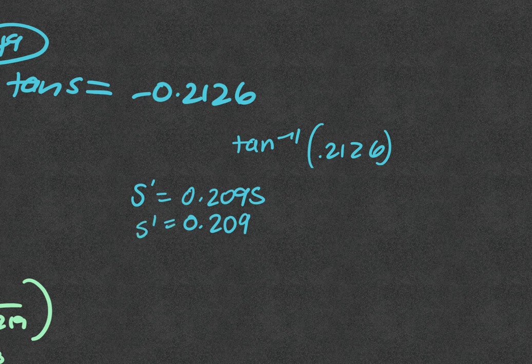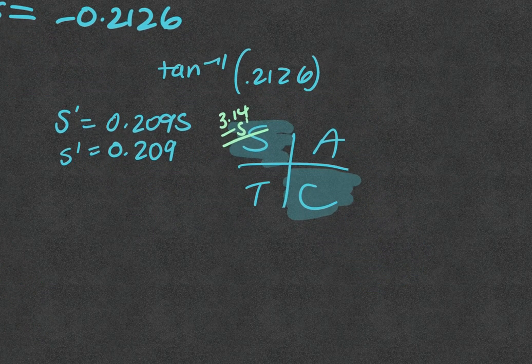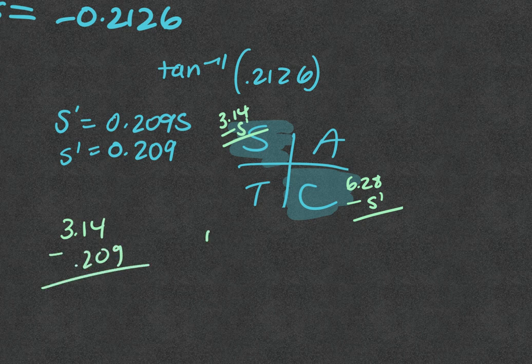And then from there, I want to figure out where tangent would be negative, and tangent is negative in the second quadrant and the fourth quadrant. In the second quadrant, we do 3.14 minus the reference angle. In the fourth quadrant, we do 6.28 minus the reference angle. So I do 3.14 minus 0.209, and I would do 6.28 minus 0.209.